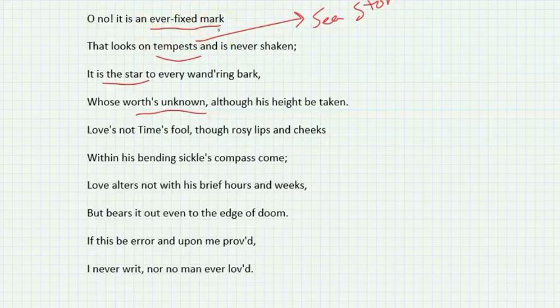So love shows us the direction. Love keeps us inspired and motivated when we suffer, just like the North Star which shows the way to a lost ship. This is why love is priceless. Here he said, whose worth's unknown, means that love is priceless. This is why love is so important for us. So Shakespeare is comparing love with the importance of the North Star.